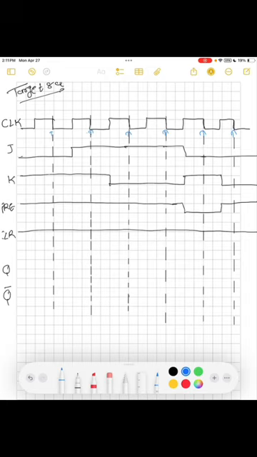So at the start, Q is in the set state. So the initial value of Q will be 1. So it starts from 1. Now here you can see J is 0 and K is 1. So that is a reset condition. So the Q changes from 1 to 0.